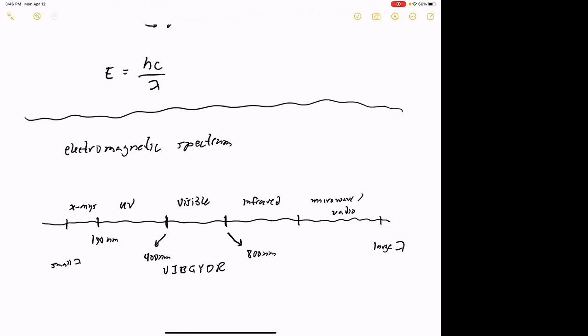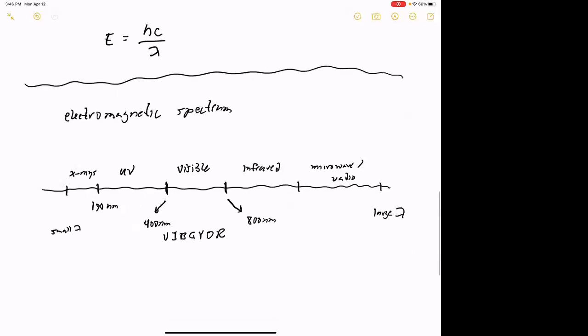And infrared radiation going in the other direction, that's thermal radiation, that's heat. Okay, so we can feel it, but we can't see it. And then microwave and radio waves, we're talking about longer wavelength radiation that's used for communication. All right, so that's more or less what I'm talking about.